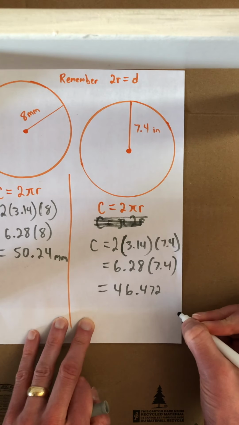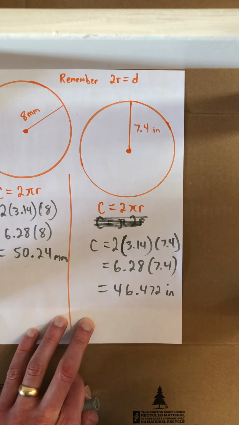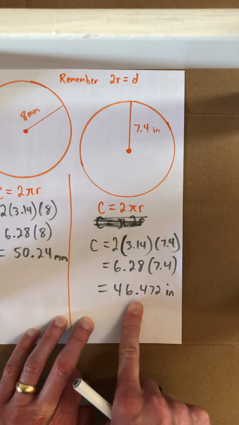That's going to give us an answer of 46.472. What are my units? In this case, it's inches. So there we go. I now have my answer for what the length of the circumference would be.